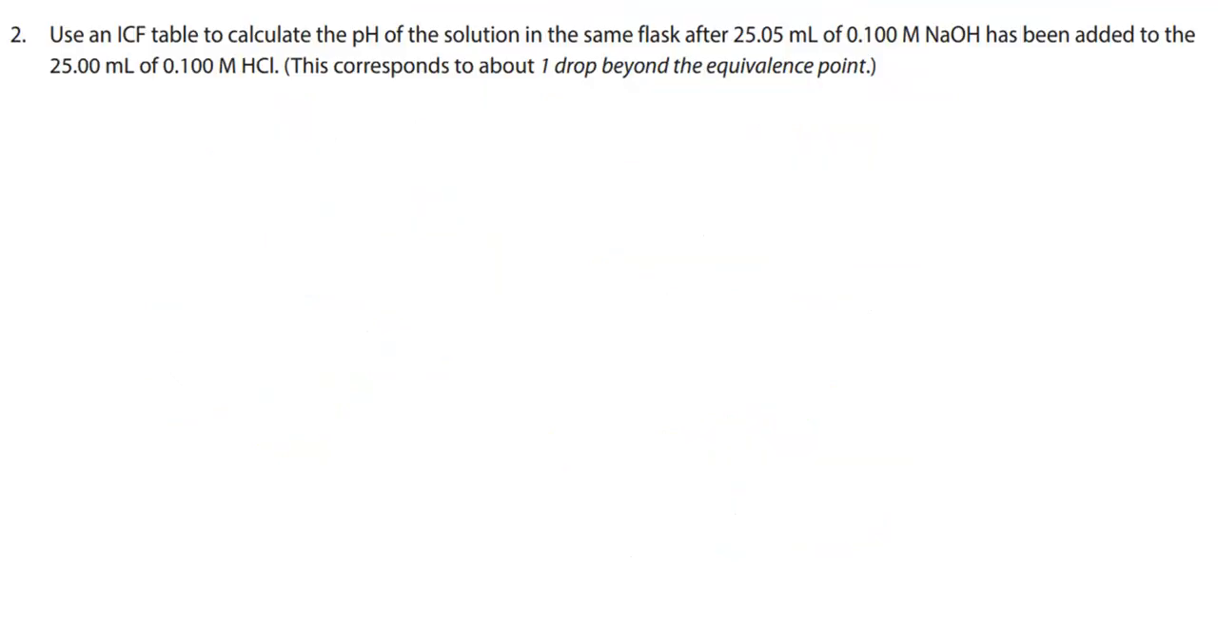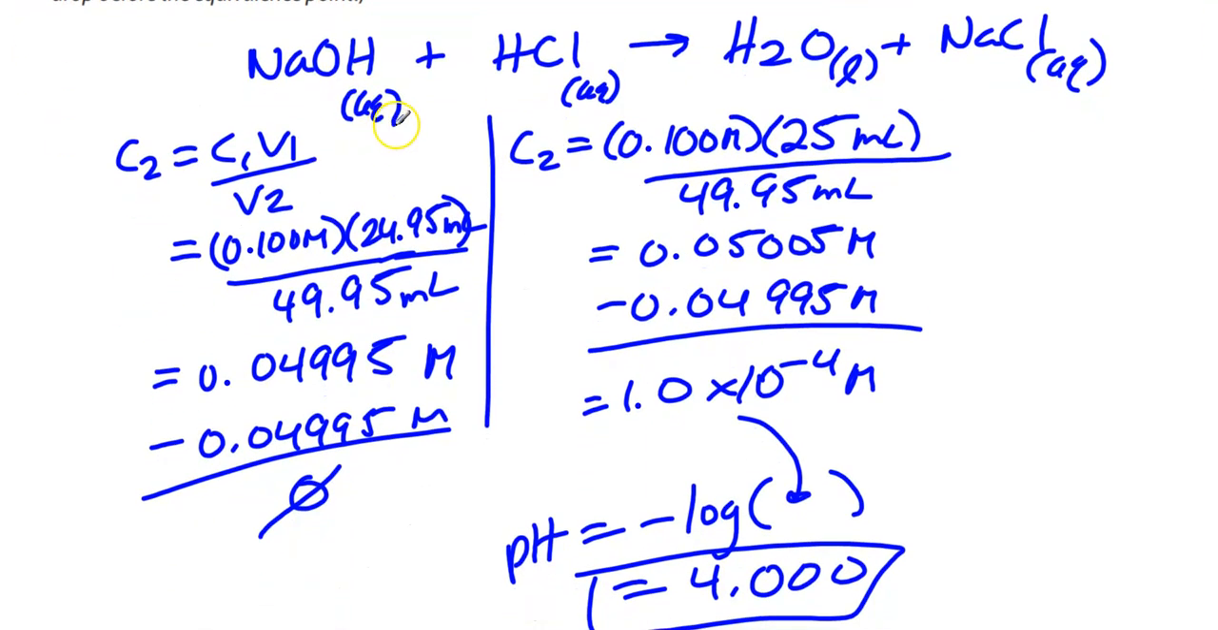It says use the ICE table again to calculate the pH of a solution in the same flask. So it's the exact same thing, except of course we have more base that's added. So I'm actually going to have you try this. If you have issues with this, please let me know in class. It's the same thing, same formula. So you do C2 for each one, except in this case you're going to have sodium hydroxide that's left over.